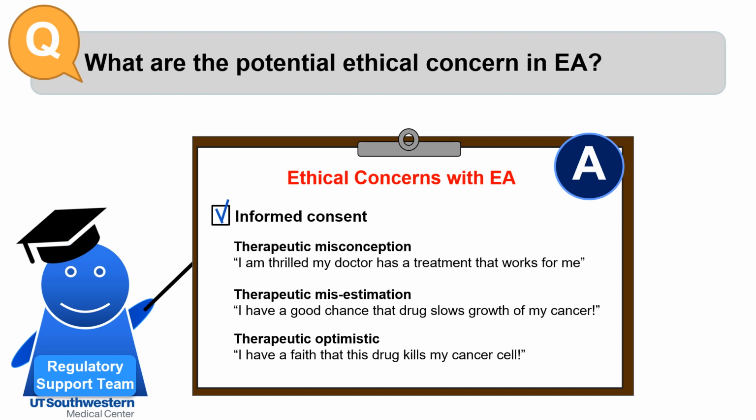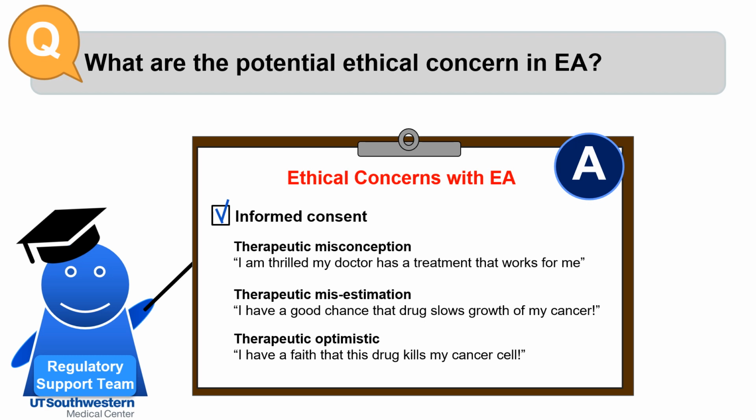I also want to briefly talk about ethical concerns in expanded access. Due to the nature of the circumstances, we're talking about giving unapproved products to very sick patients, and patients and their family members desperately need treatment, and in some situations they are hoping for a miracle to happen, right? So they are particularly in a vulnerable state. The big ethical concern in this situation is therapeutic misconception, misestimation, and therapeutic optimism.